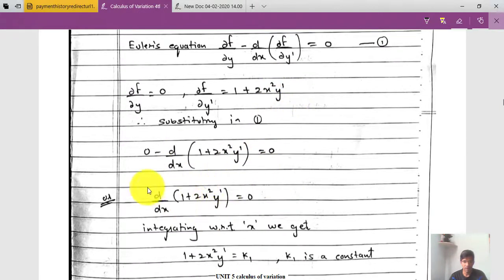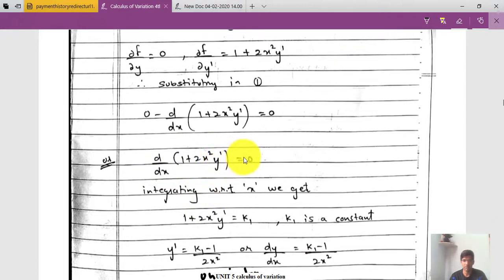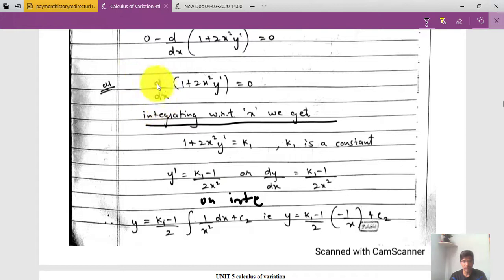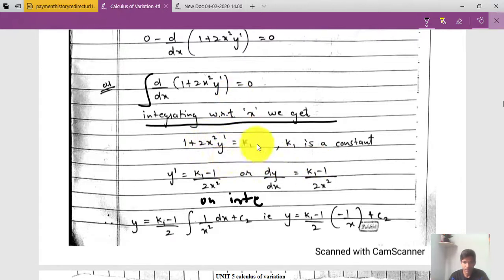So this again on rearranging turns out to be d/dx of (1 + 2x² y') equal to 0. Therefore, on integrating with respect to x, what do I get? I get 1 + 2x² y' equal to some constant, right? So I take this y', that is dy/dx equal to (k1 minus 1) divided by 2x², or dy/dx is equal to (k1 minus 1) divided by 2x².